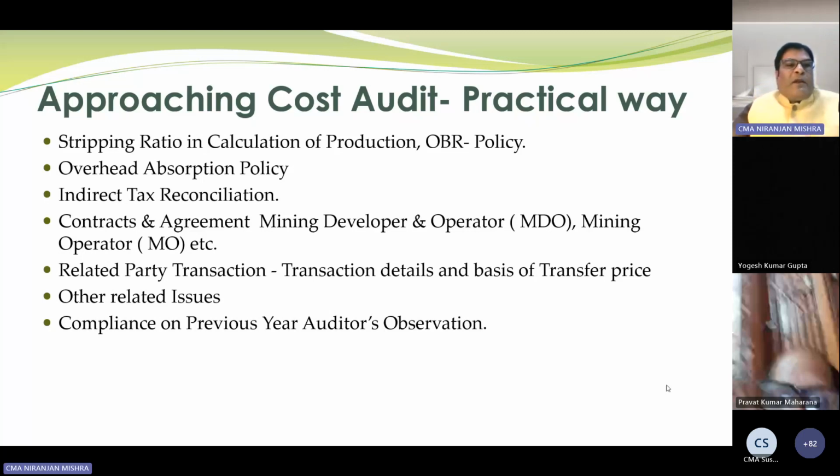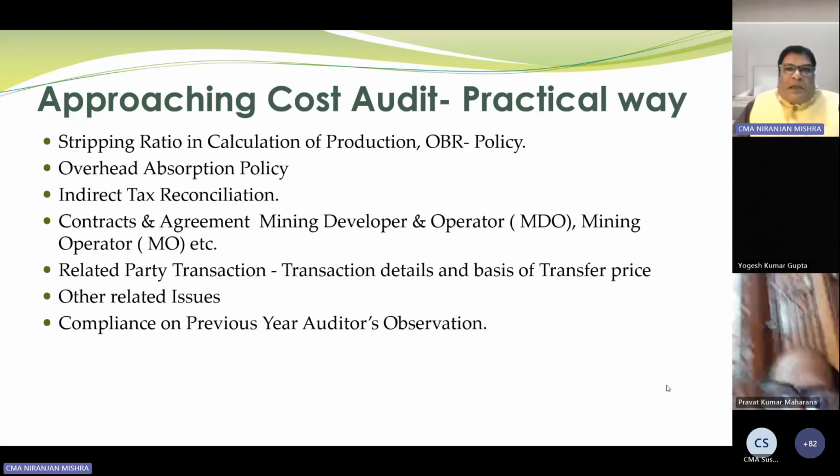Then the overhead absorption policy, we are discussing that. Suppose one company has a capacity of 100 MT, say, but it produces 40 MT. But it has the capacity to produce 100 MT. It has the adequate infrastructure, equipment, manpower, skilled manpower, unskilled manpower. So the company also has fixed overhead and variable overhead, because it is raising through its own infrastructure, own assets, own equipment.